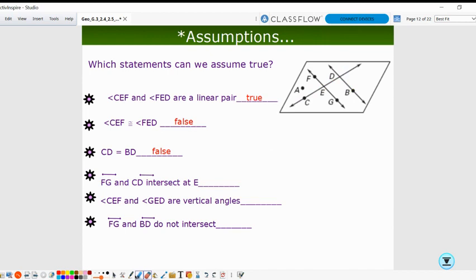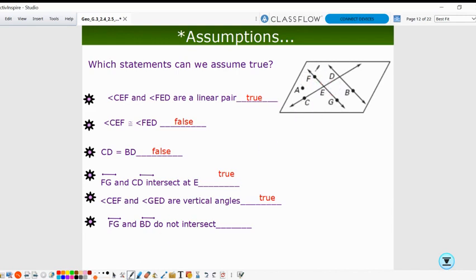Line FG and CD intersect at E. So here's FG, here's CD. Do they intersect at point E? They sure do. That one's true. CEF and GED are vertical angles. Are they vertical angles? By definition, they are.